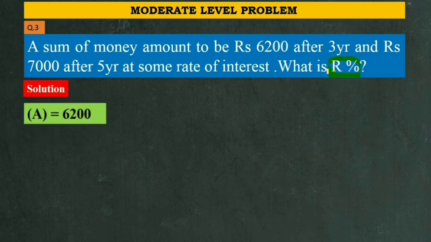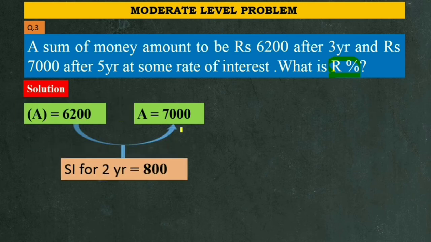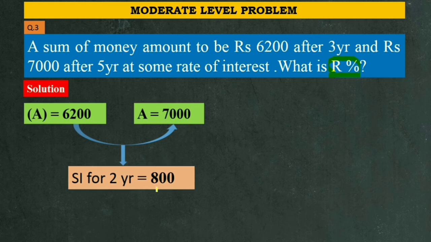So firstly, the amount for 3 years amounts to rupees 6200. For 5 years it amounts to rupees 7000. Now for solving such type of problem, we have to simply calculate the difference between the two. After calculating the difference, we will get the value of the simple interest. So simple interest for 2 years amounts to rupees 800, okay.